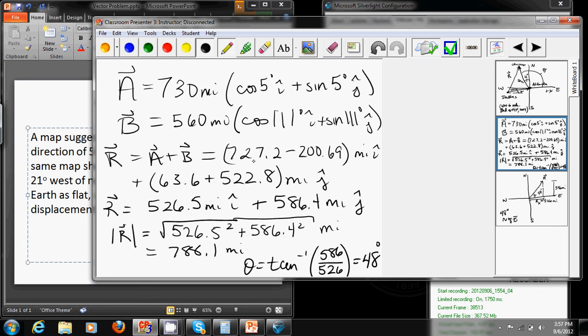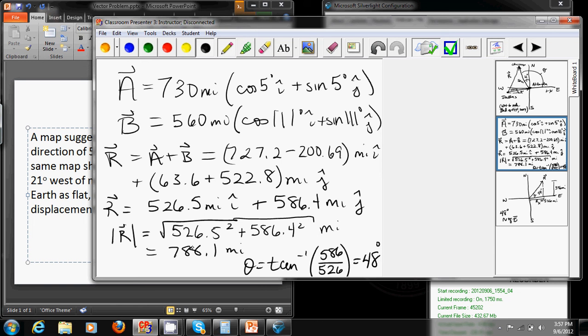For my x component of vector A, I get 727.2 miles. X component of vector B, minus 200.69 miles. And then I sum those up for my i hat component, vector addition, component addition. 730 sine of 5 degrees is 63.6. 560 times sine of 111 is 522.8. And then I do the vector sum for my y part. And then I get a resultant vector, 526.5 miles i hat plus 586.4 miles in the j hat.